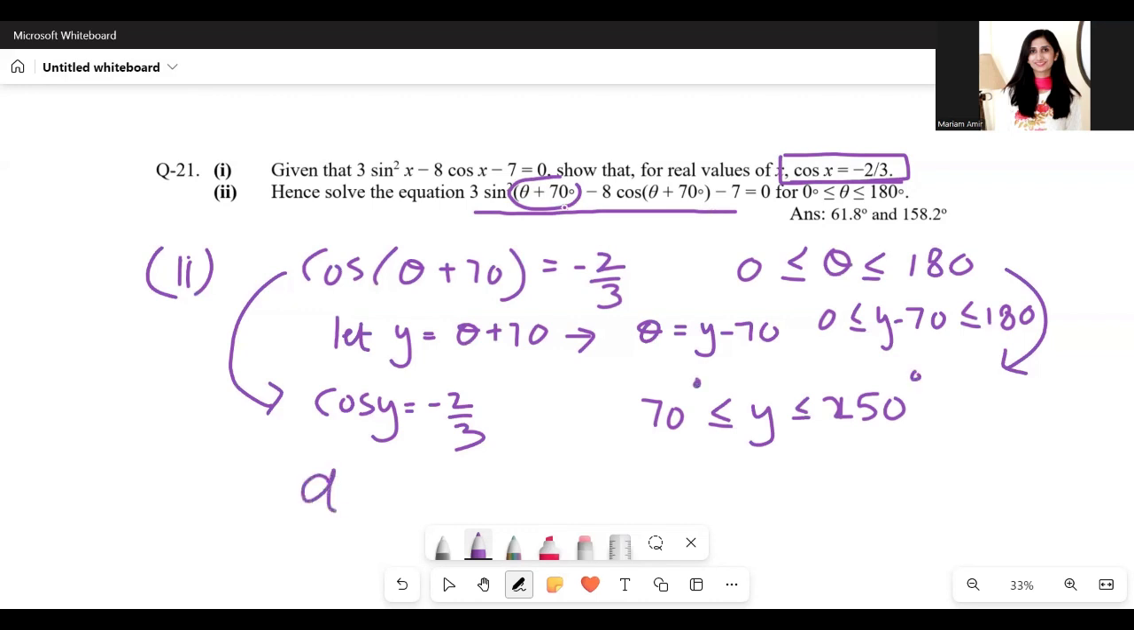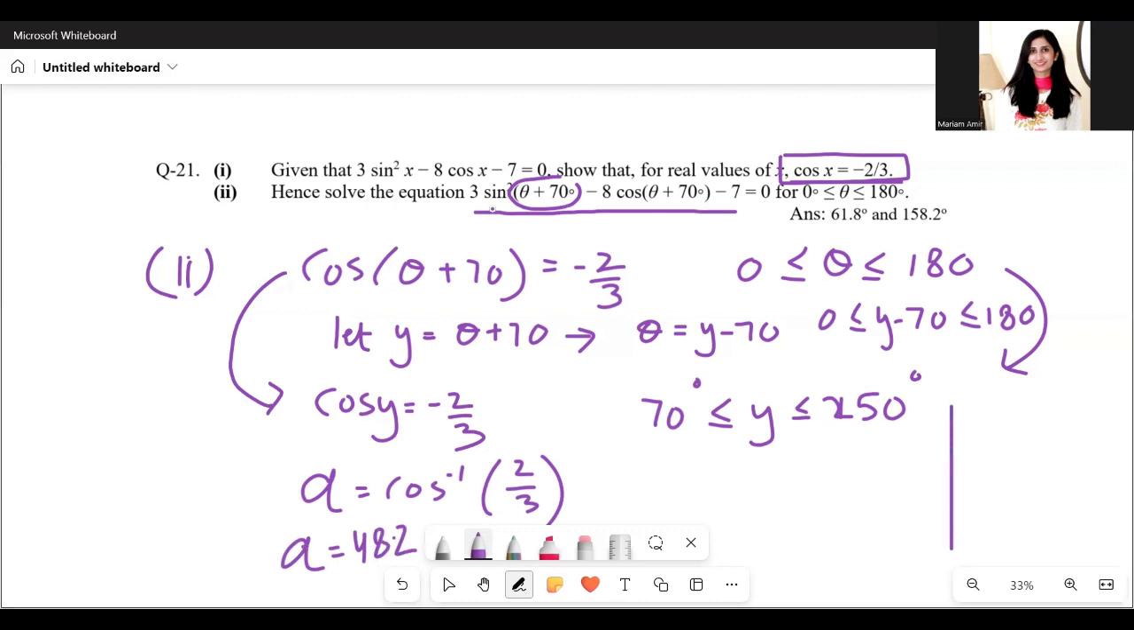Let's find the absolute angle first. Cos inverse of 2 upon 3. Okay, this gives 48.2. Now cos is negative here, so cos is negative in these two quadrants. So we write 48.2 here and 48.2 here.